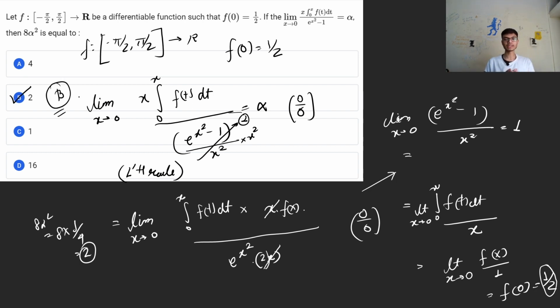So you need to understand how to apply the LH rule, and in which case the LH rule is actually applicable. That is 0 by 0 form, and then you apply the LH rule. For taking out the differentiation of a definite integral, you basically apply the Newton-Leibniz formula of one variable. Then you get the result, that is the limit value is 1 by 2, and the value of 8 alpha square is going to be equal to 2. That is option number B. I hope you have understood the particular problem.